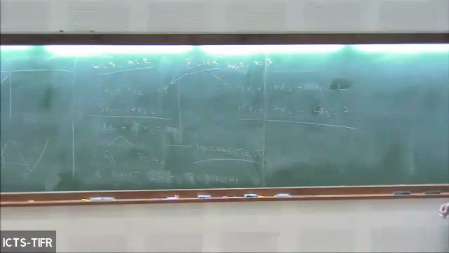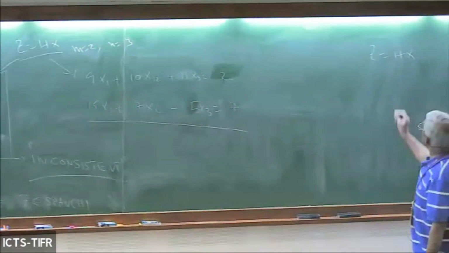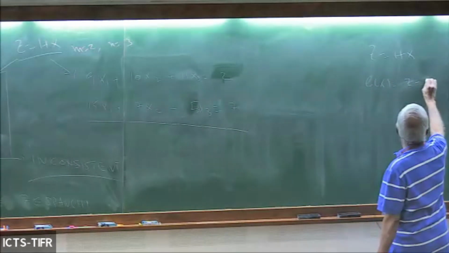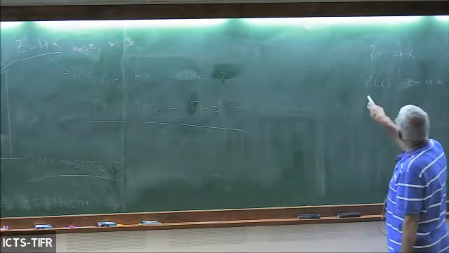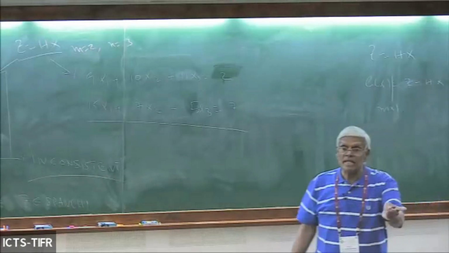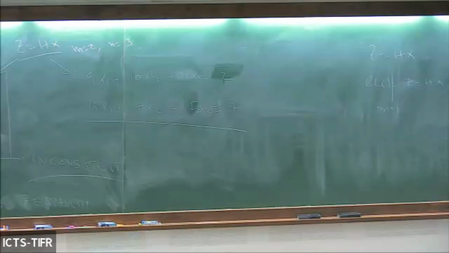In an inconsistent system, there is no x for which z can be made equal to h of x. In that case, what do you do? You compute e of x is equal to z minus h of x. So what is this? This is a vector of size m. If there were an x for which there is a solution, e will be a zero vector. So in an inconsistent system, the error vector is the m vector, which in general will not be zero.